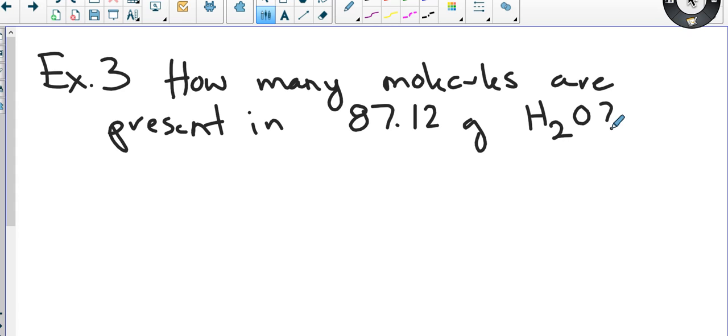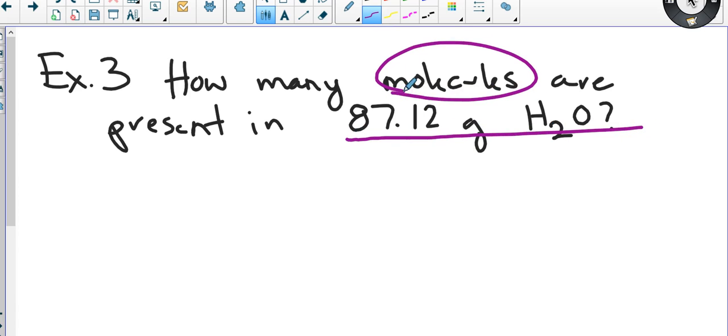Okay, Anna, I picked you again. What am I going to underline? I'm going to circle molecules. So I'm solving for molecules. So here's my hand. Here's moles. I'm going to start at grams, which is here. I got to go to moles. Then I'm going to go to molecules. So look at your hand.